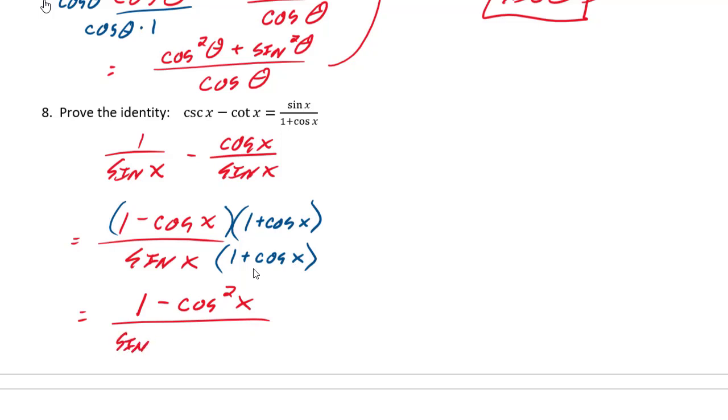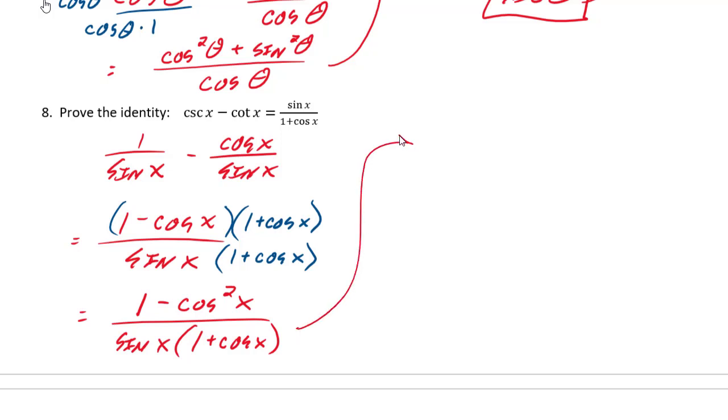On the bottom, since I don't really want to change the 1 plus cosine of x, that's kind of what I was trying to go towards anyway, I'll just call that sine of x times the 1 plus cosine of x. In other words, I'll just keep it in that factored form for the time being, in hopes that maybe something on top will cancel this sine of x that I have on the bottom that's a little bit extra.